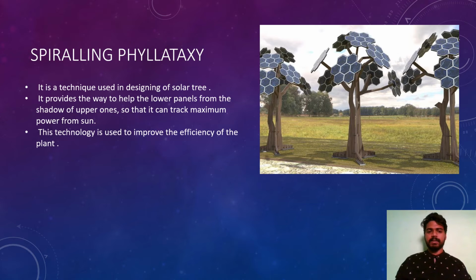What is spiraling phyllotaxy? It is a technique which is used to design the solar tree. It provides a way to help the lower panels from the shadow of the upper ones so that they can draw maximum power from the sun. This technique is used to improve the efficiency of the plant.